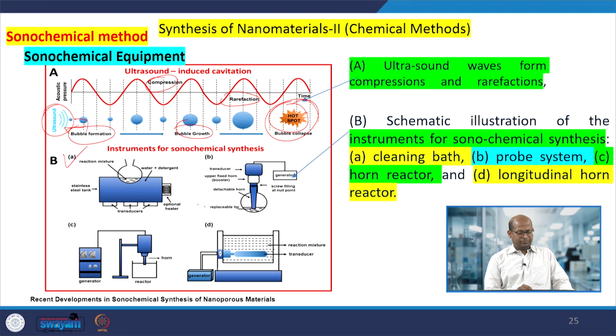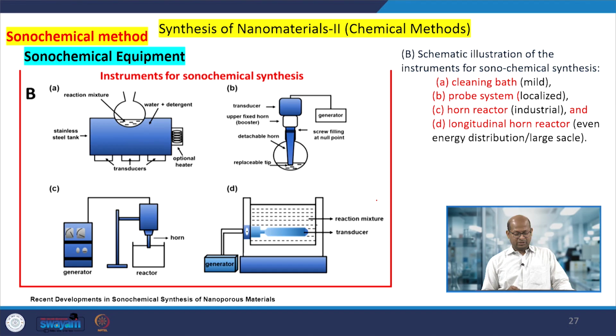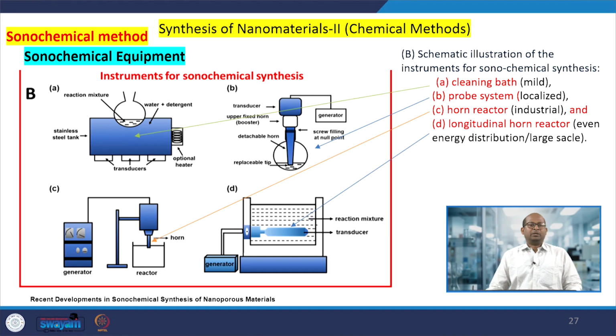Here different types of instrumental schemes are shown. So, cleaning bath, probe systems, horn reactors, and longitudinal horn reactors. So, that is showing these 4 different types of instruments that are available for preparation of nanomaterials by using sonochemical methods.